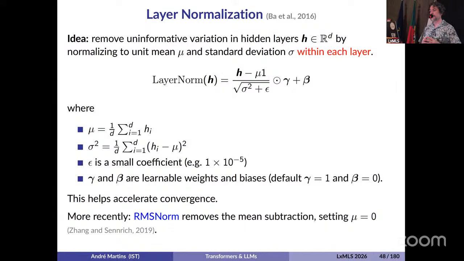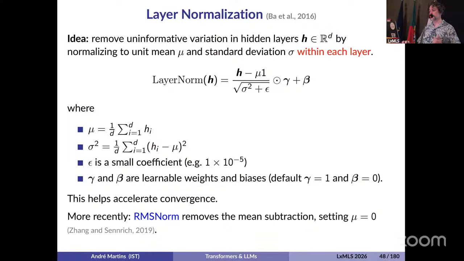The second idea is layer normalization. Following a series of works, people realized that we can accelerate convergence by trying to remove uninformative variation in layers. Let's suppose, and this is not specific to transformers, you can use it in different architectures as well, that at some point in your network you compute H, your hidden layers.